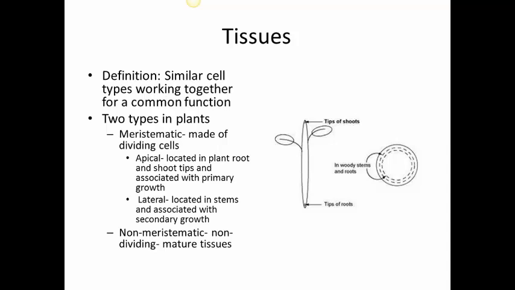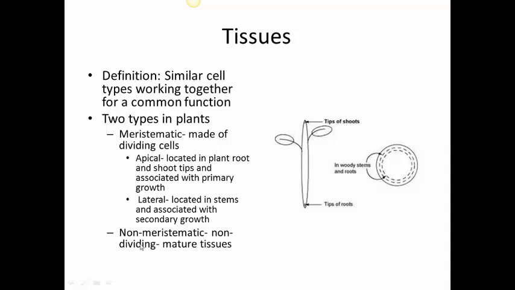And when these cells divide, they divide to make the stem grow in girth. So this is how a sequoia tree can grow to have a circumference of 20 feet. It's because of the division of cells in the lateral meristems.